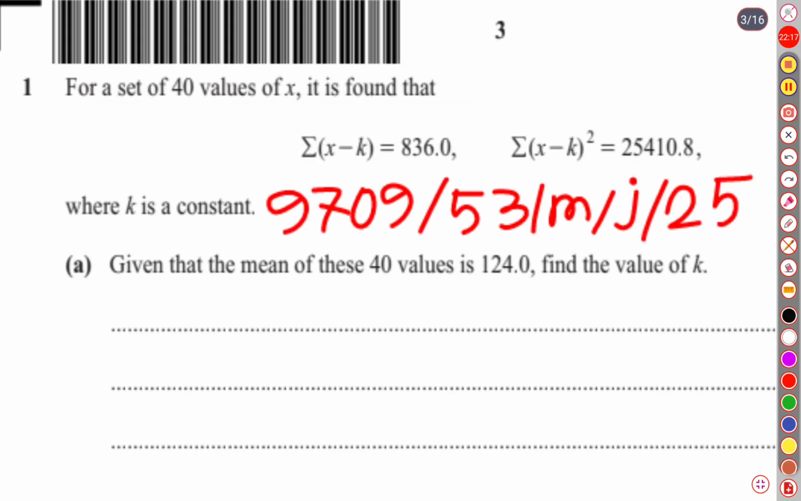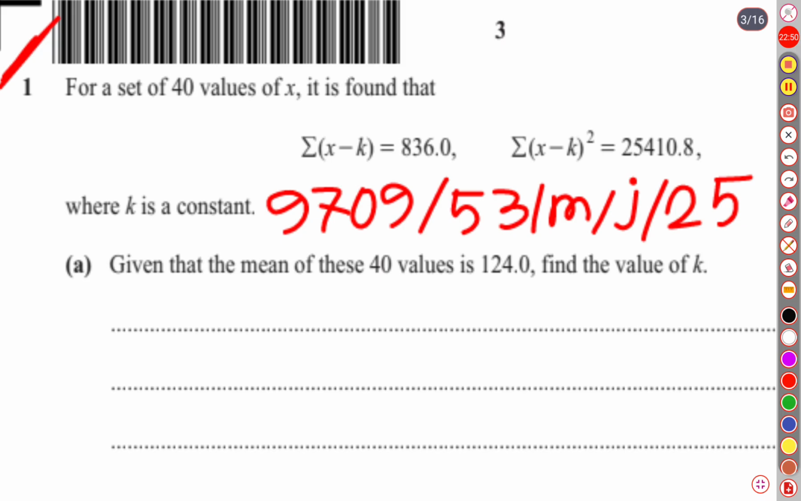The next question has been selected from paper 9709/53 for the session May June 25, and we are going to solve the first question under the same topic. For a set of 40 values of x, it is found that the sum of (x minus k) is 836 and the sum of (x minus k) whole squared is equal to 25410.8, where k is a constant. First question says, given that the mean of these 40 values is 124, find the value of k.